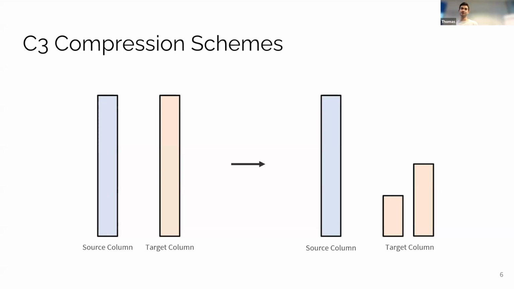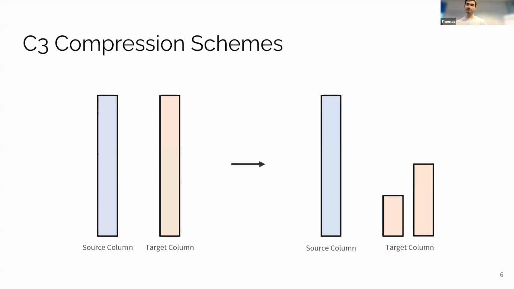Here's a quick overview of how they're designed. Every C3 compression scheme works on a pair of columns. We have a source and a target column. Each scheme uses correlations between the two columns and makes use of the source values to help determine the target values. The schemes are designed to improve the compression ratio of the target column.